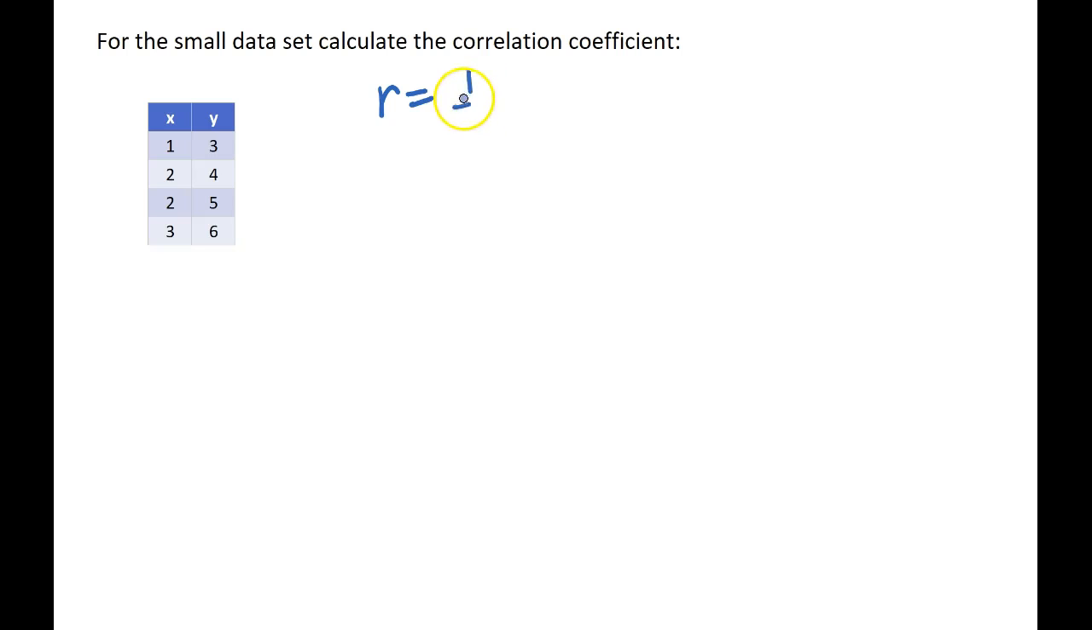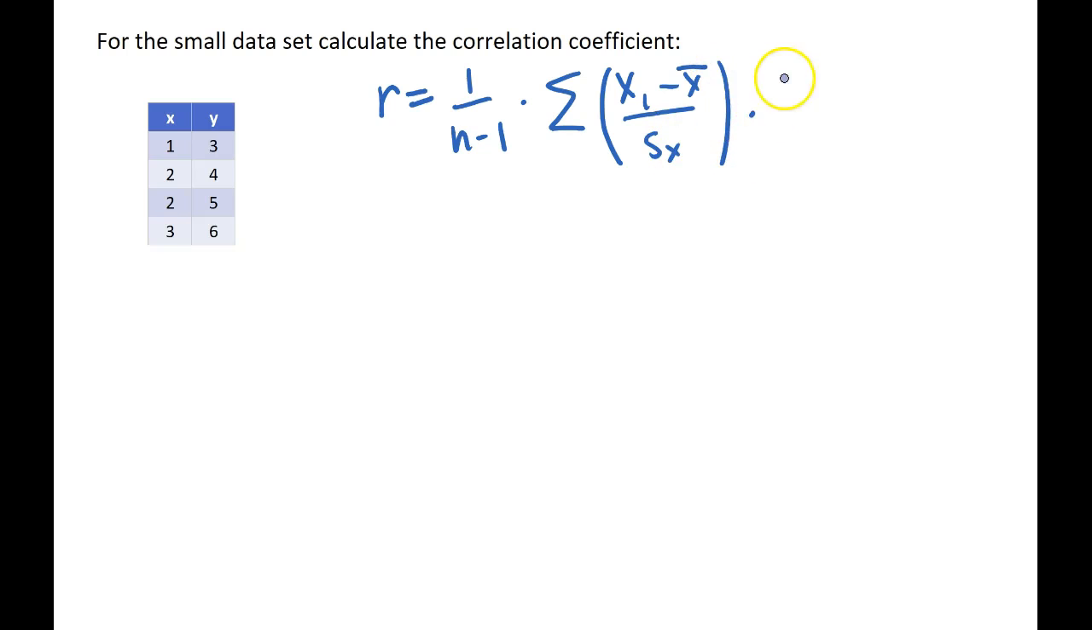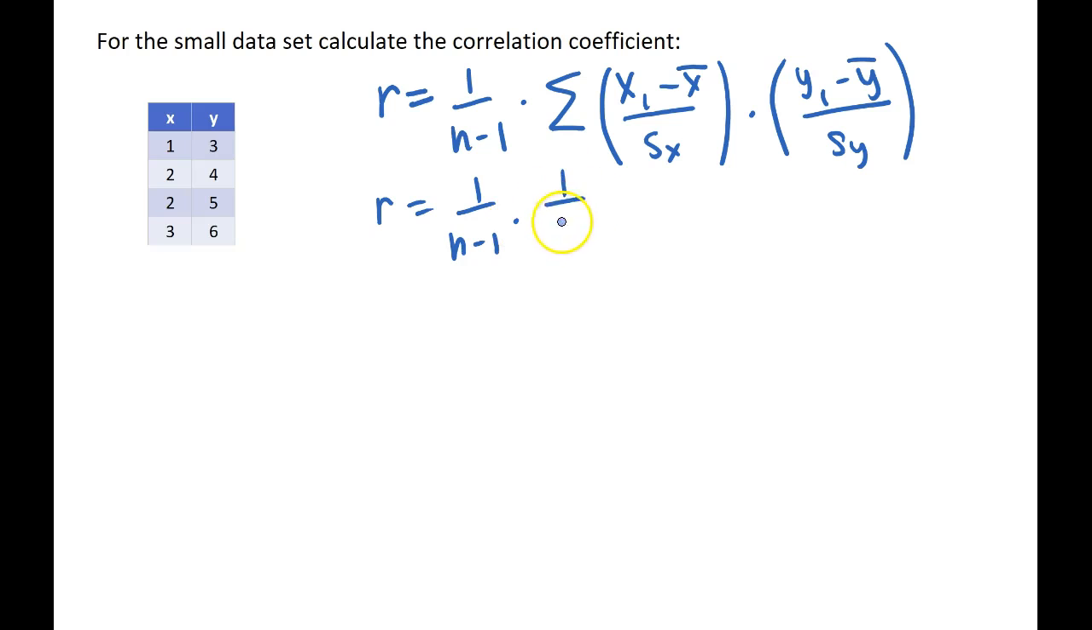So R is equal to 1 over n minus 1 times the summation of each observation of x minus its mean divided by the standard deviation of x, times its paired value of y minus the average of y divided by the standard deviation of y. We can actually rewrite this expression as R equal to 1 over n minus 1 times 1 over sx times sy. And we want to do that because that way we don't have to divide by each standard deviation when we carry through the sum.